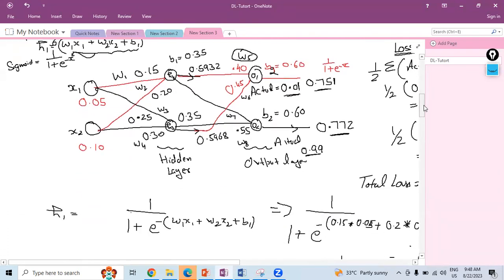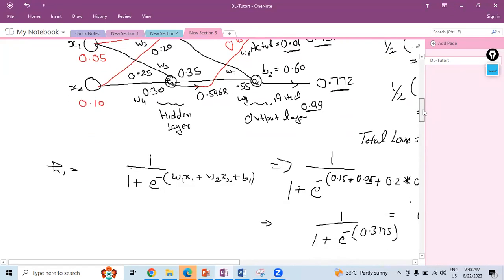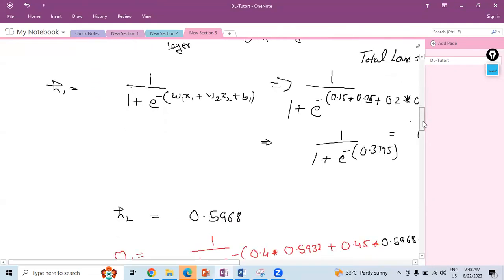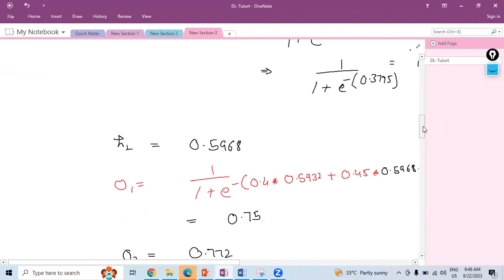So first we follow the same approach. We are using 1 by 1 plus e to the power minus x, which is the sigmoid activation function. We use the sigmoid activation function to pass my linear combination of weight and bias. Once my output is ready, we call it the predicted output, because this is the prediction from my model based on the weight and bias. So now we have the actual values and the predicted values. I will use the loss function SSE and calculate the loss.